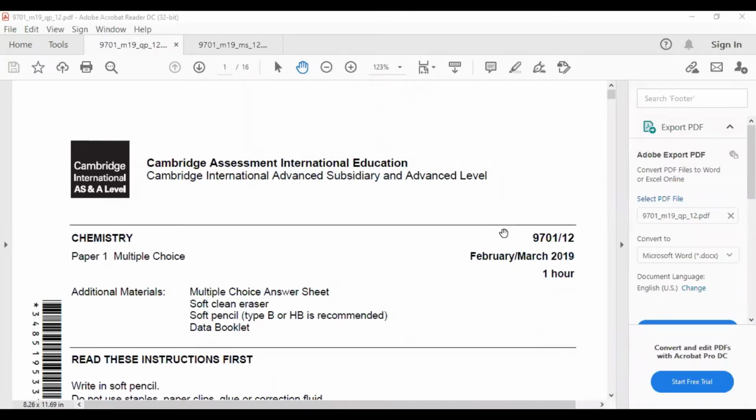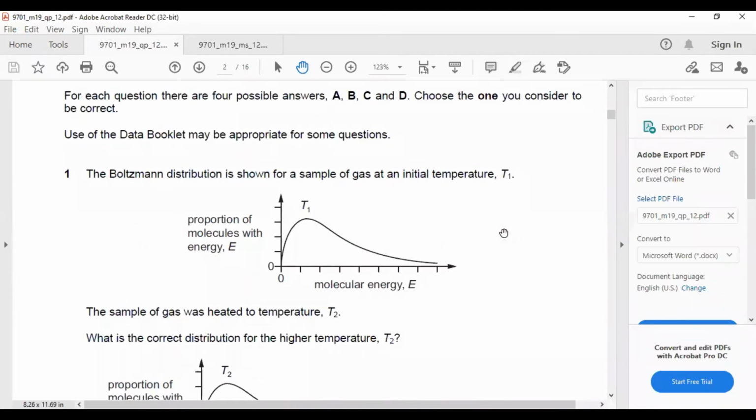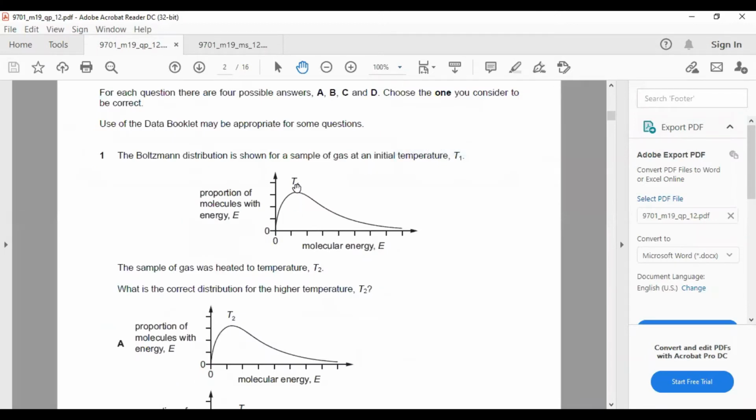Okay, February March 2019. Question number one is related to the Boltzmann distribution and initial temperature T1, higher temperature. This is a very frequently asked question. At higher temperature, the peak will be lowered, and from here it will be slightly raised. And you see 1, 2, 3. So the peak will be less than that.